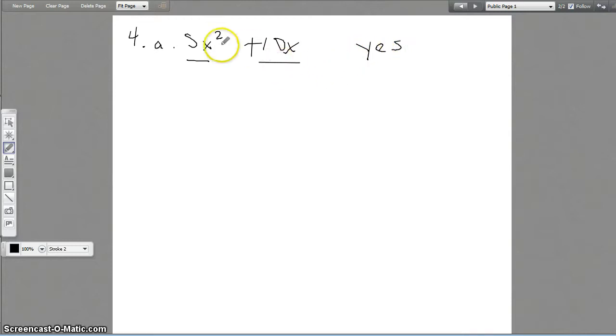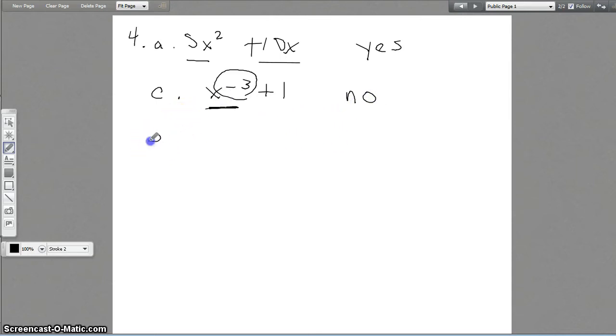We can look at part C. Part C says x to the minus 3 plus 1. X to the minus 3 is not a monomial because the exponent here is negative. So this is not a monomial. So you would say no, the expression is not a polynomial.